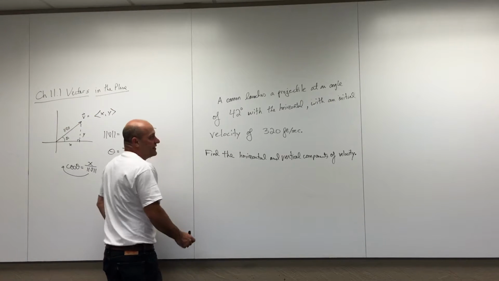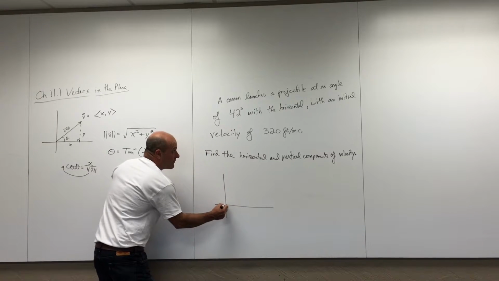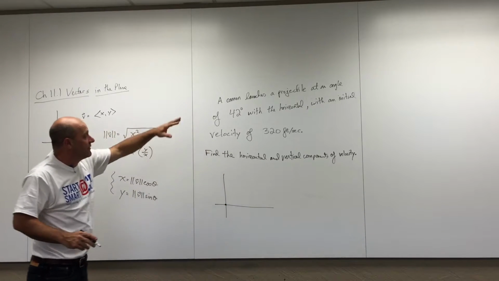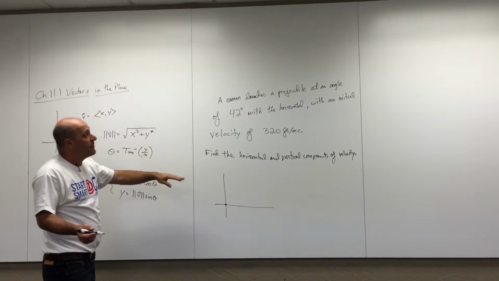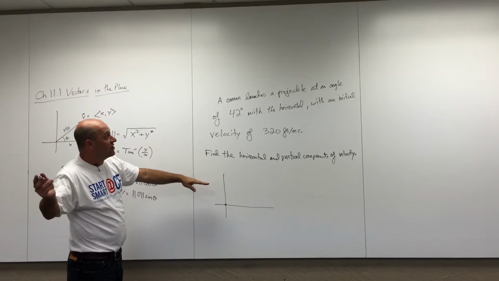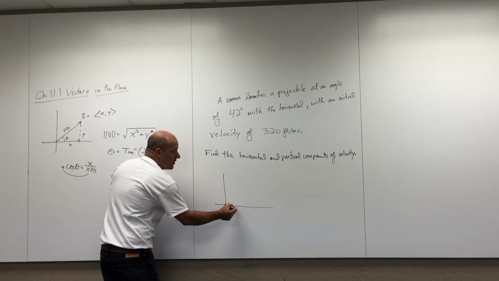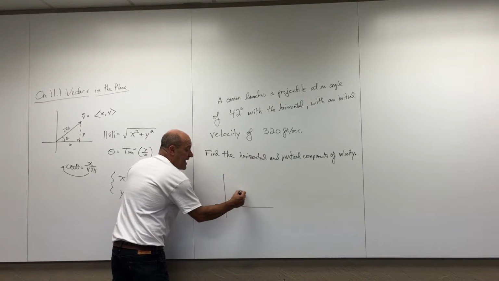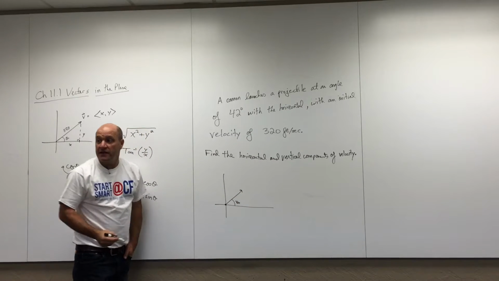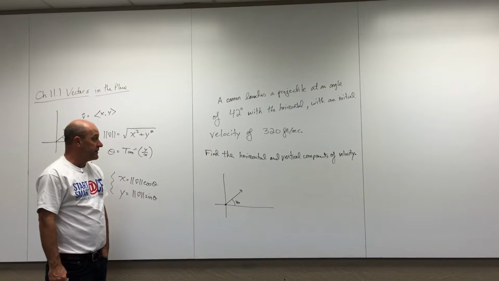I could draw a little picture of this. What's going on? Apparently there's a cannon here at ground level. It didn't really say whether it was at ground level. It could be up on a cliff, I suppose, but that actually doesn't matter. It's going to launch this projectile at an angle of 42 degrees with the horizontal. Its initial velocity is a vector, and how long is that vector?